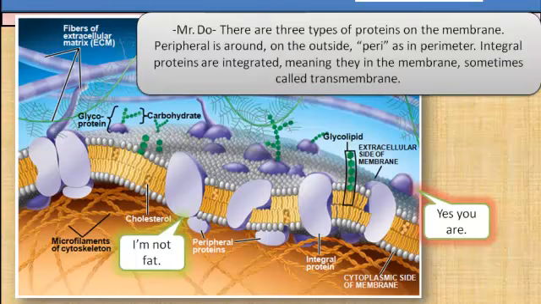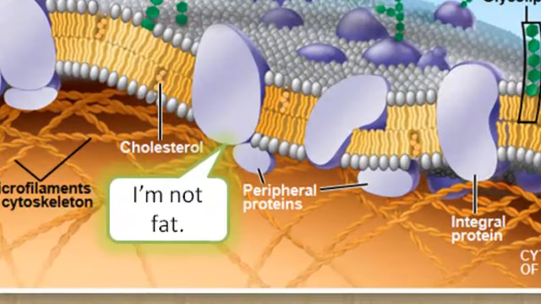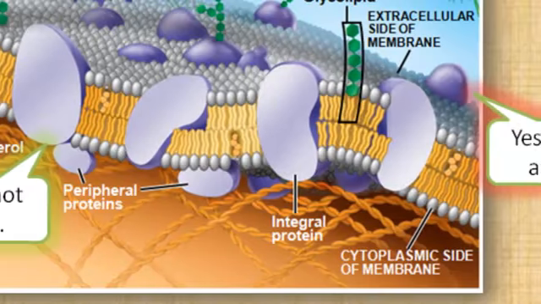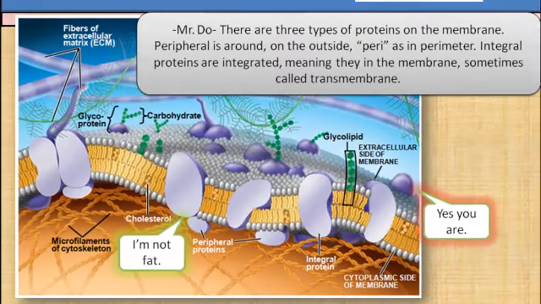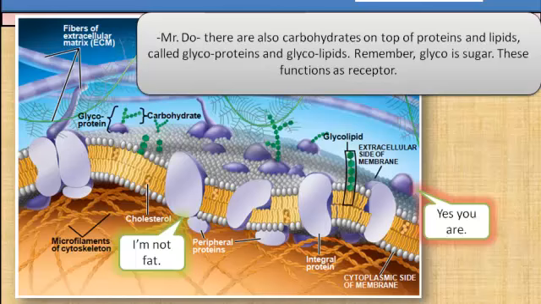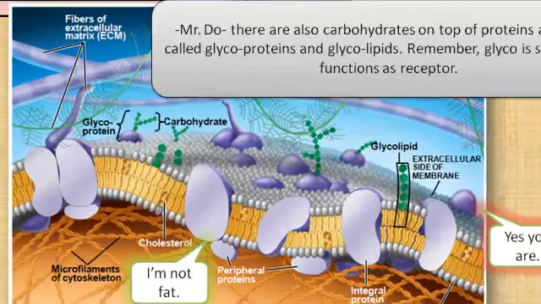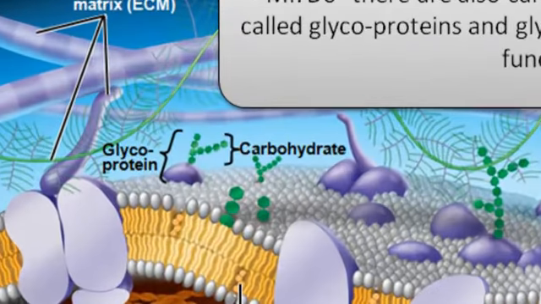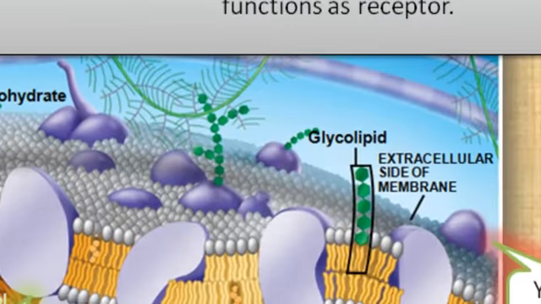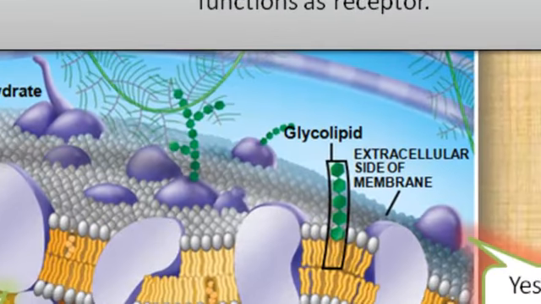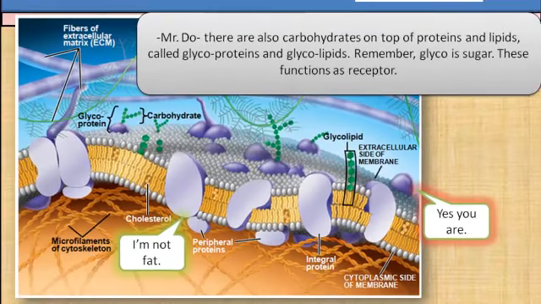There are three types of proteins on the membrane. Peripheral is around, on the outside, peri as in perimeter. Integral proteins are integrated, meaning they are in the membrane, sometimes called transmembrane. There are also carbohydrates on top of proteins and lipids called glycoproteins and glycolipids. Remember, glyco is sugar. These function as receptors.